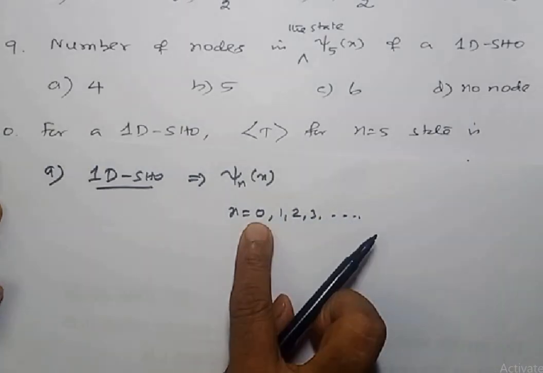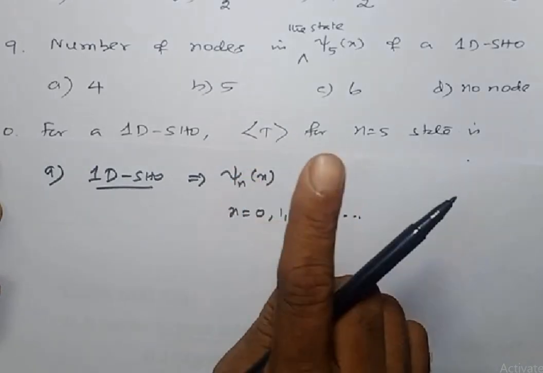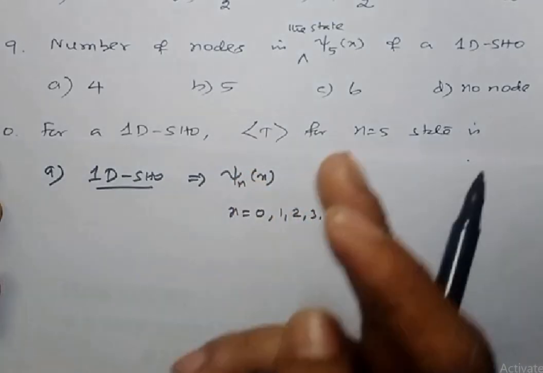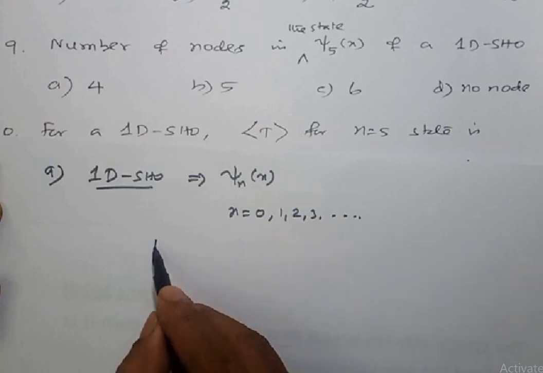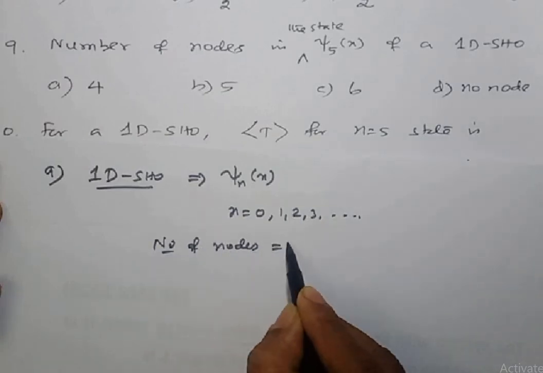If n is equal to 0, there is no node. If n is equal to 1, we have one node. If n is equal to 2, we will have two nodes. Therefore, the number of nodes is equal to n.